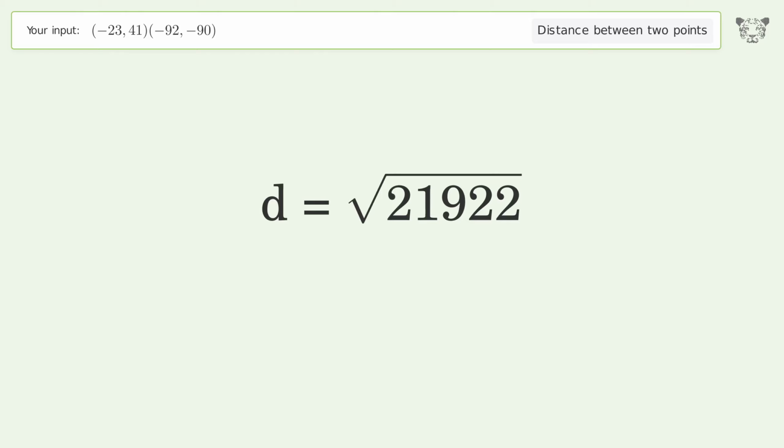And so the distance between the 2 points is the square root of 21,922, or 148.061.